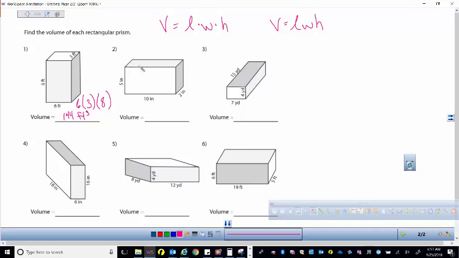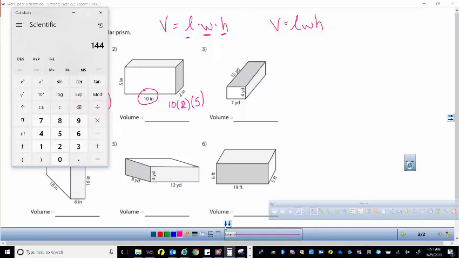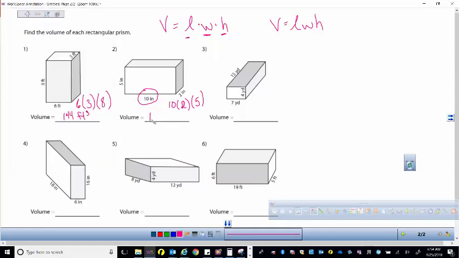Okay, so let's try the next one. Remember, we're going to do length multiply width multiply height. So here I have 10. So I'm going to have 10 multiplied by 2 multiplied by 5. So 10 times 2 times 5. So 10 times 2 is 20, times 5 is 100. Again, 10 times 2 times 5 is 100. So this is 100 inches cubed. So make sure your label has a power 3.